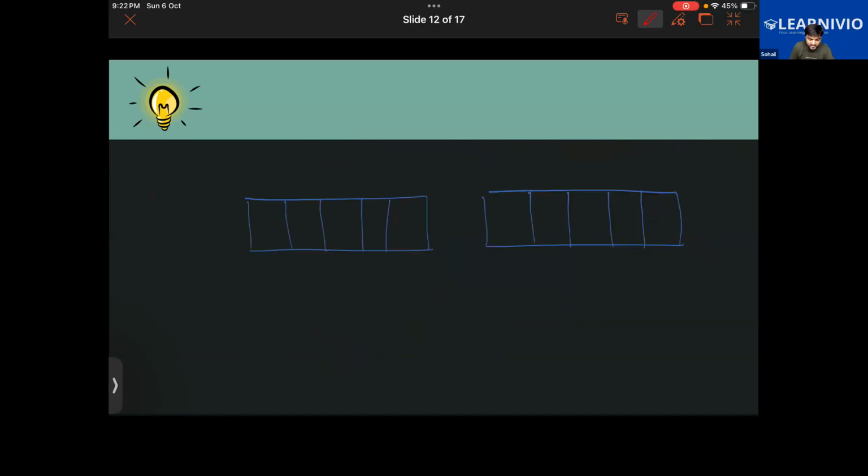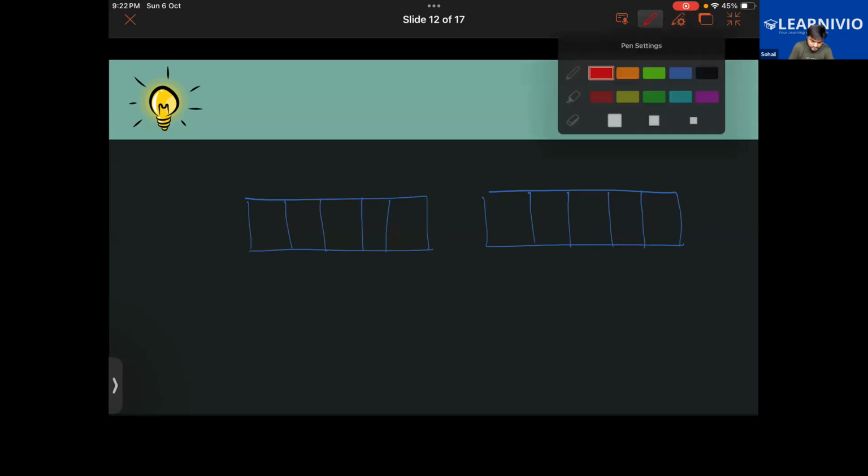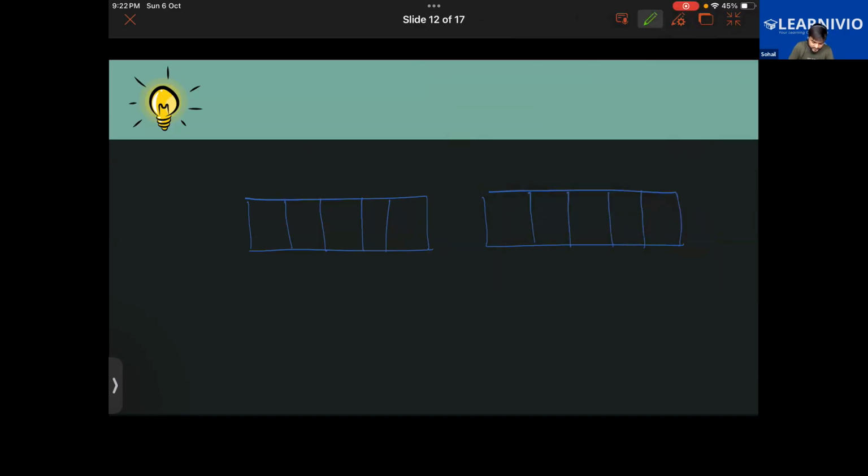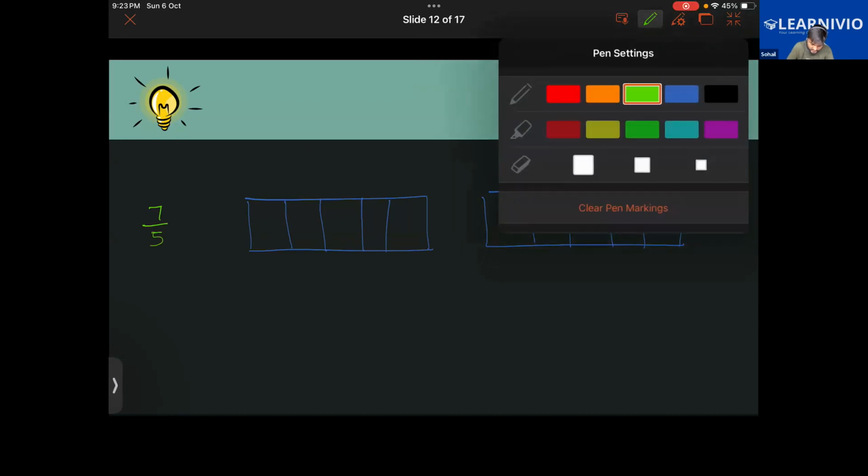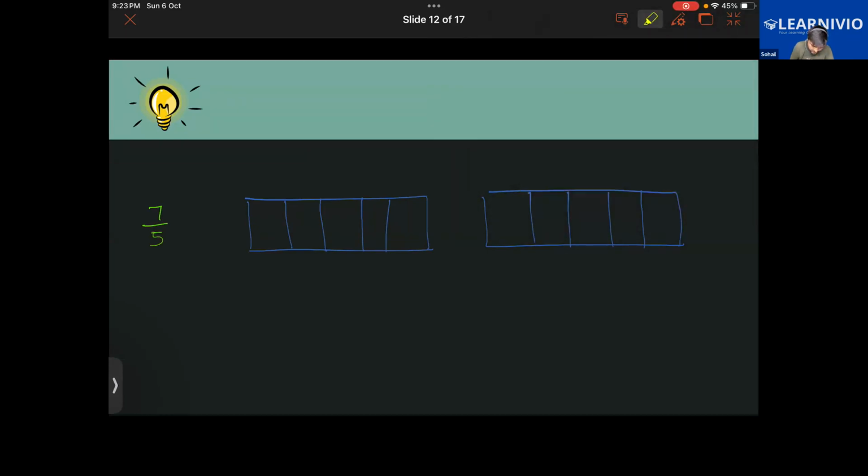Let me give one more example. It will be clear. Say we have taken these square blocks, for example, 1 2 3 4 5, 5 parts here. Okay, now let's say right now we are required to represent 7 upon 5. So let's do one thing. We are going to shade all of it.